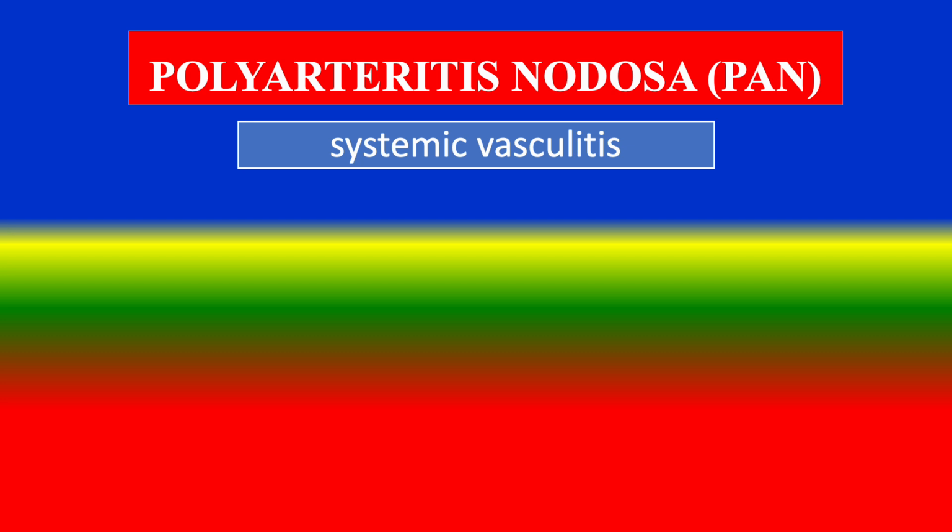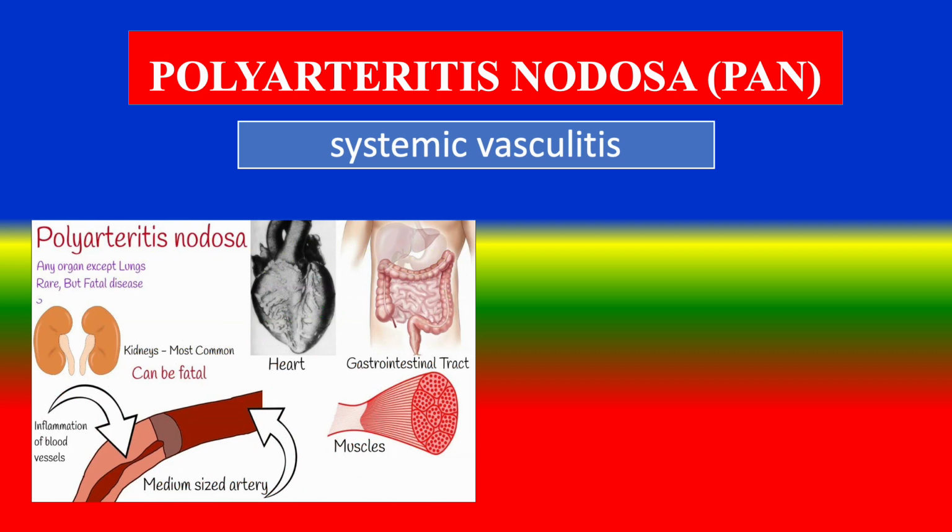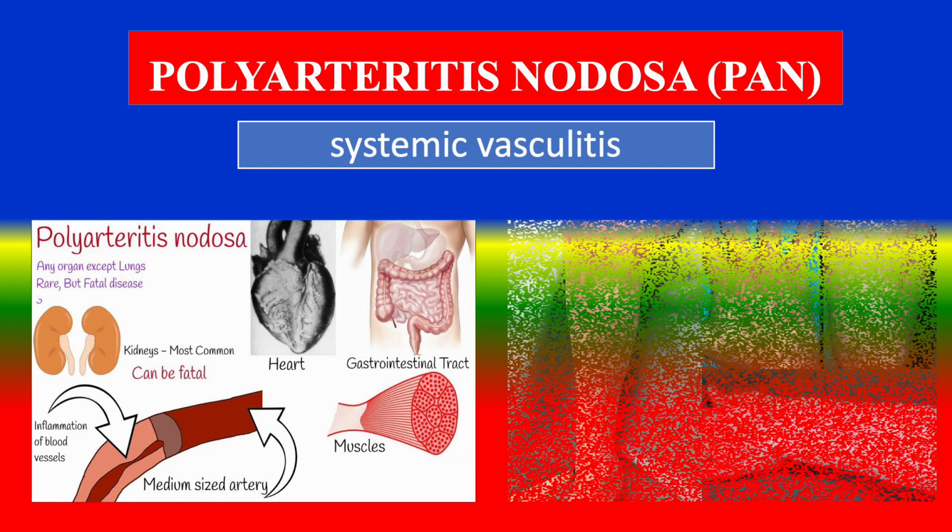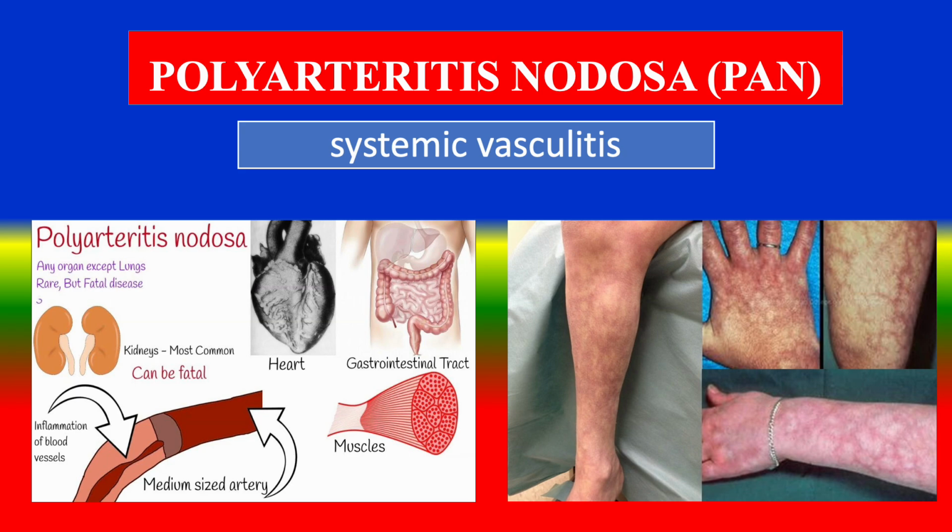Polyarteritis nodosa (PAN) is a systemic vasculitis. Systems involved, look at this: urinary system, cardiovascular, digestive, gastrointestinal system. It involves medium sized arteries, inflammation, then signs and symptoms.